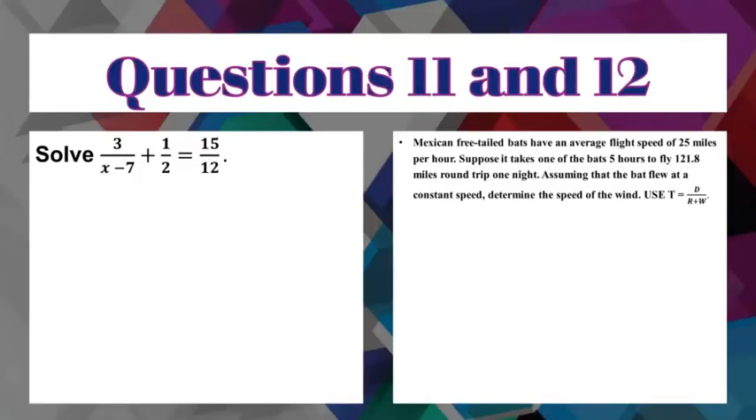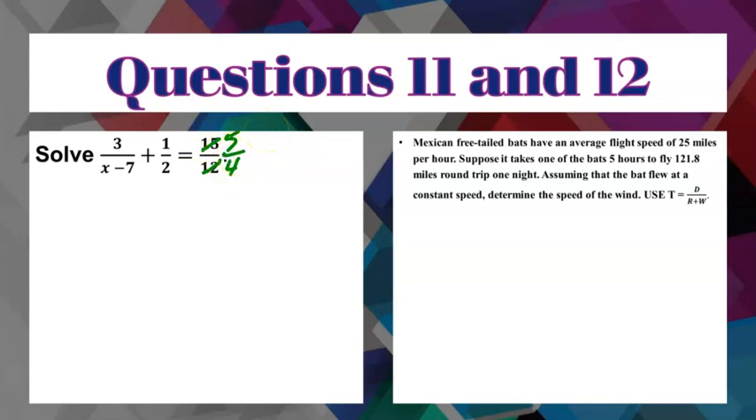And our last two problems, question 11. Here we're going to solve a rational equation. To do this one, to make the numbers a little bit easier, I'm going to simplify 15/12. If I divide by 3 here, I get 5. Divide by 3 here, and I get 4. So really, I'm just making it equal to 5/4.